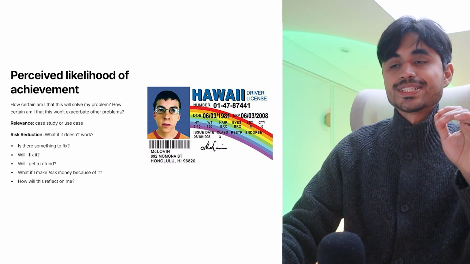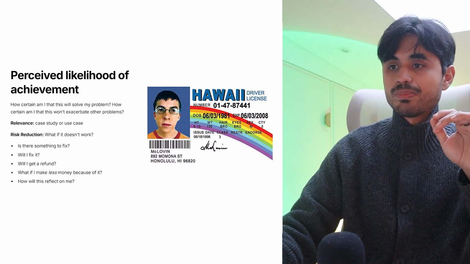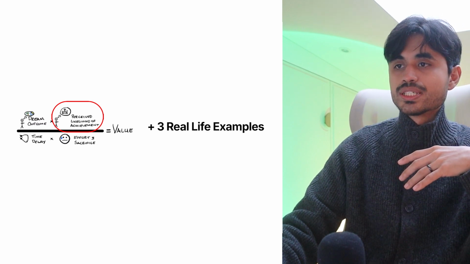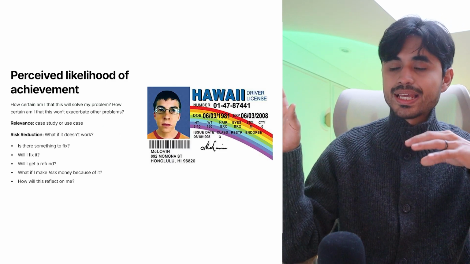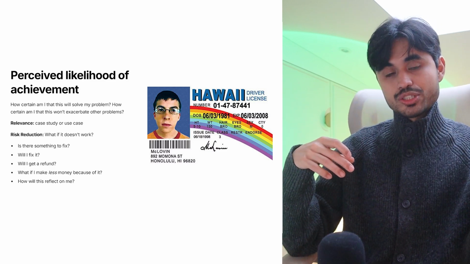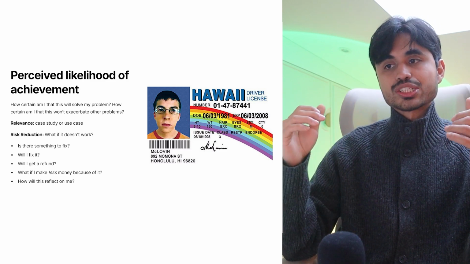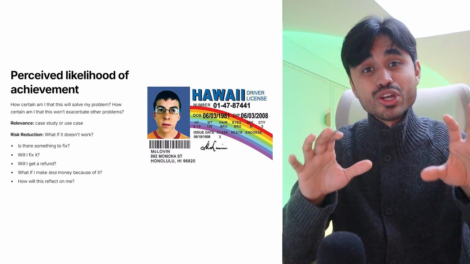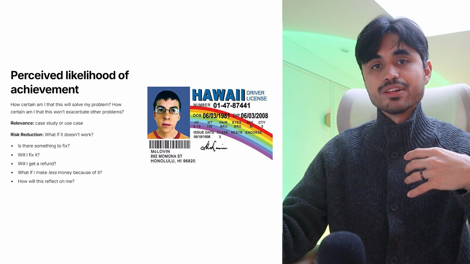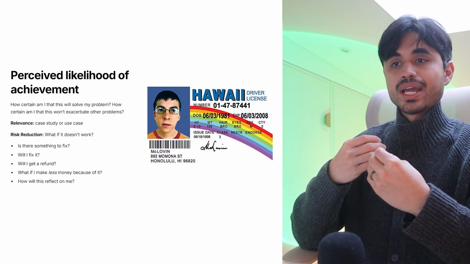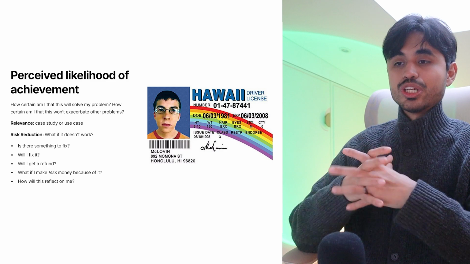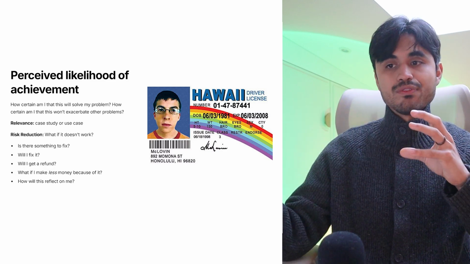We're going to move over to perceived likelihood of achievement. Let me just go back. So that's the second part of the top half of the equation. So perceived likelihood of achievement is how likely is it that this solution, this dream outcome, this offer is actually going to solve my problem. But not only that, perceived likelihood of achievement also covers the other side of it, is how certain am I that this isn't going to exacerbate other problems? So what are the risks involved here?